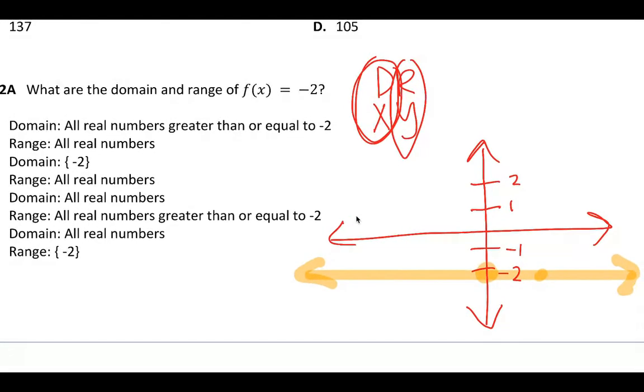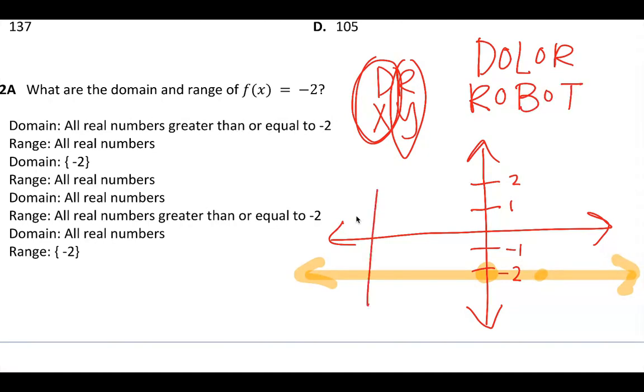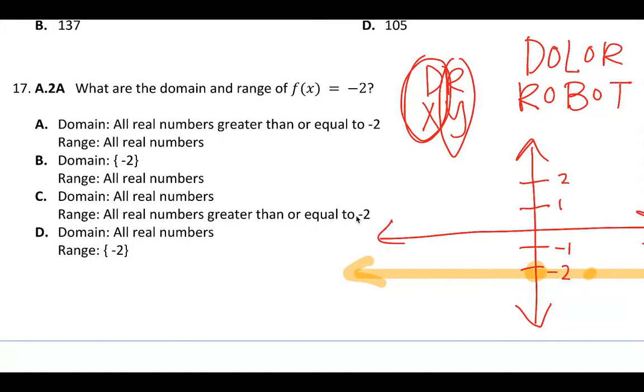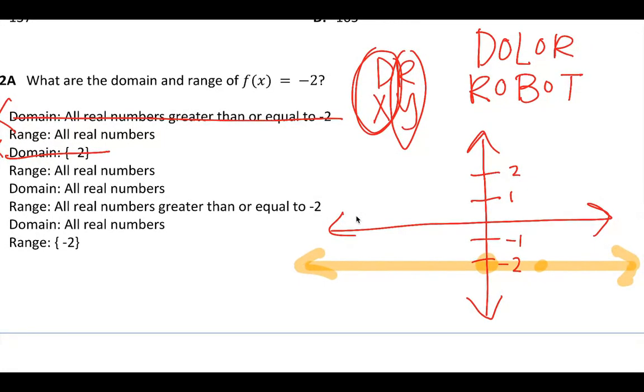So knowing this, using Dollar the robot, which stands for domain is left to right, range is bottom to top. So if I try to do left and right, can I cut it off at any point and say, okay, it stops here, or it stops here on the right? No, because those arrows tell me it goes on forever in both directions. So my domain should be all real numbers. So this domain does not say that. This domain does not say that. These two do.